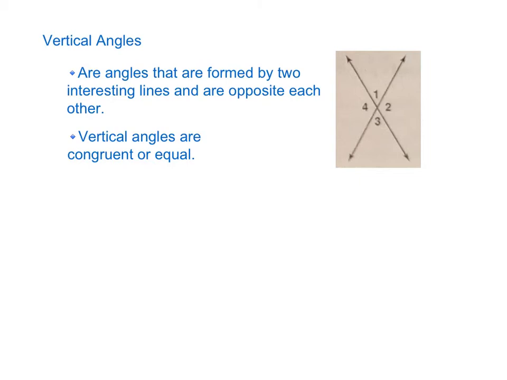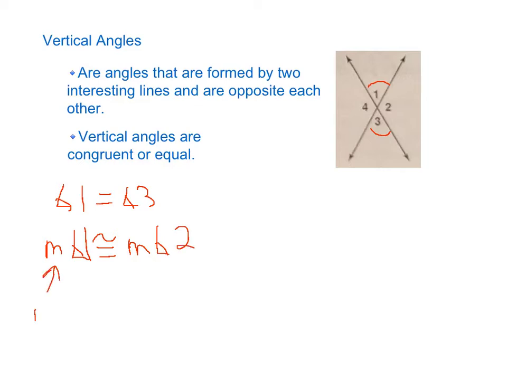Alright, so looking at vertical angles. Vertical angles are formed by two intersecting lines and are opposite each other. Vertical angles are always congruent or equal. So if you look over here, angle 1 and angle 3, they're opposite each other. So we could say angle 1 equals angle 3. You might also see the little m there, which means measure. The measure of angle 1 is congruent to the measure of angle 3, where that little m means measure, and this symbol here means congruent.